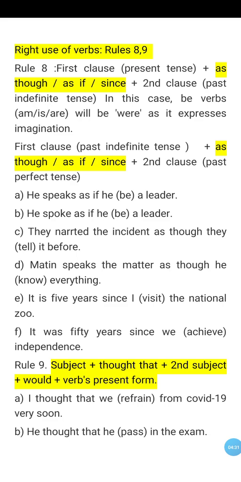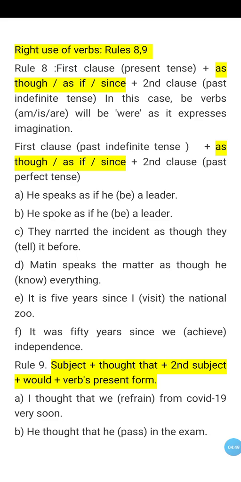I thought that we refrain from COVID-19 very soon. In this case, you find the first clause past tense, so you have to add would before the verb in the second clause, and the answer will be we would refrain from COVID-19 very soon.